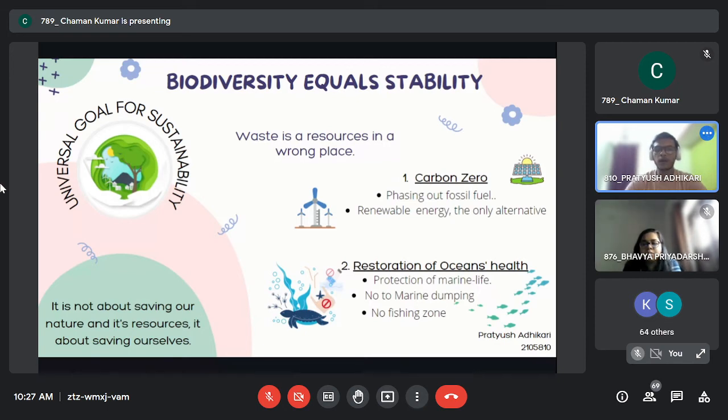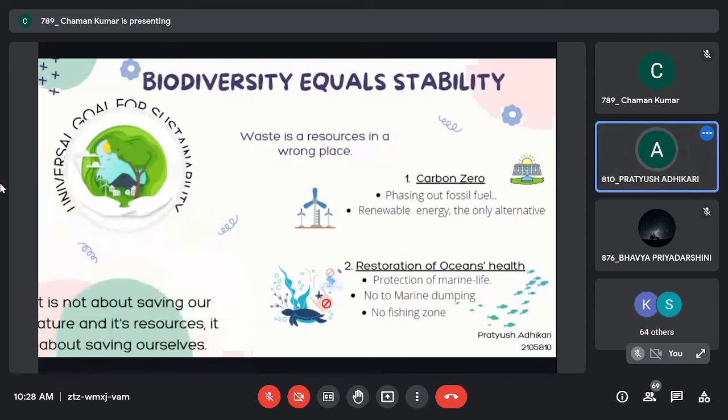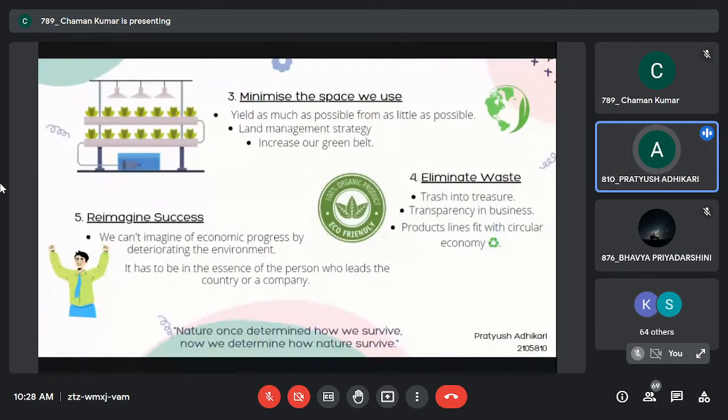The statistics which Chaman presented seem very positive, but the faster we complete the transition, the better our long-term gain will be. A global network of no-fishing zones and an international treaty among the users of international waters would restore the health of the ocean. The next slide depicts managing the forest selectively.